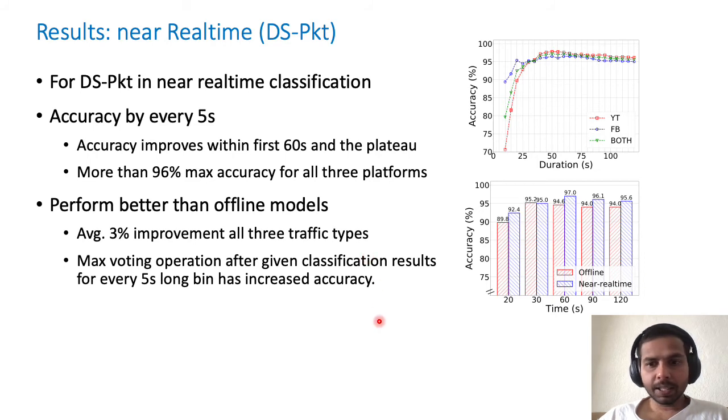We compare the near real-time classification accuracy with the offline models, and we could see on average a 3% improvement in the accuracy for all three traffic types in terms of 360 and normal classification. The reason is that in this near real-time case, we aggregate the results every 5 seconds and take the max voting result as the final result, which gave us higher accuracy than the offline scenario in 360NorVic.